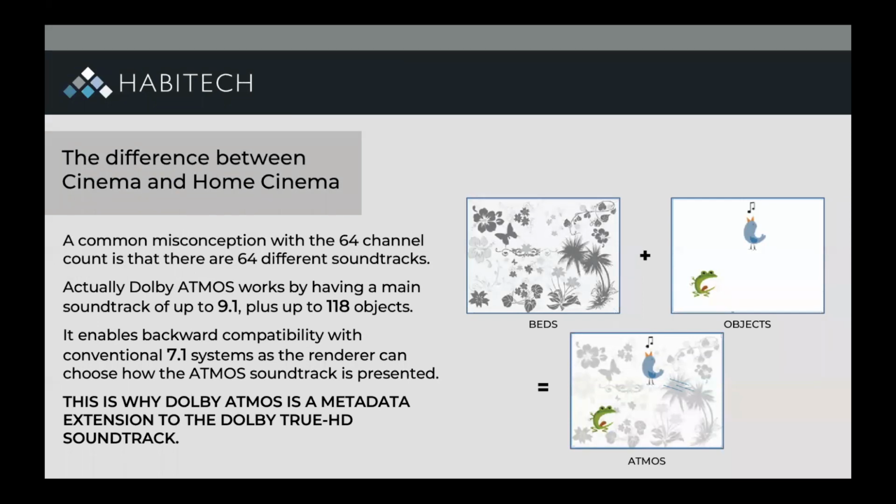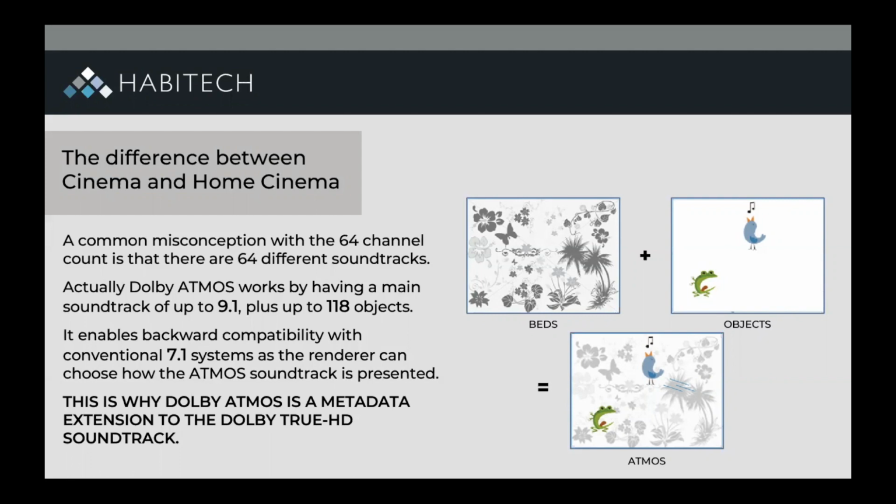One of the most common misconceptions about the channel count in Dolby Atmos is that there are actually 64 different soundtracks. And probably one of the cleverest things about Atmos's design is that it's backward compatible with practically every speaker arrangement. Dolby Atmos, in truth, actually works by having a maximum main soundtrack of up to 9.1 channels plus objects. And that enables backward compatibility with conventional 7.1 and 5.1 systems, because the rendering device, which is the processor or the AVR, can decide how the soundtrack is rendered.